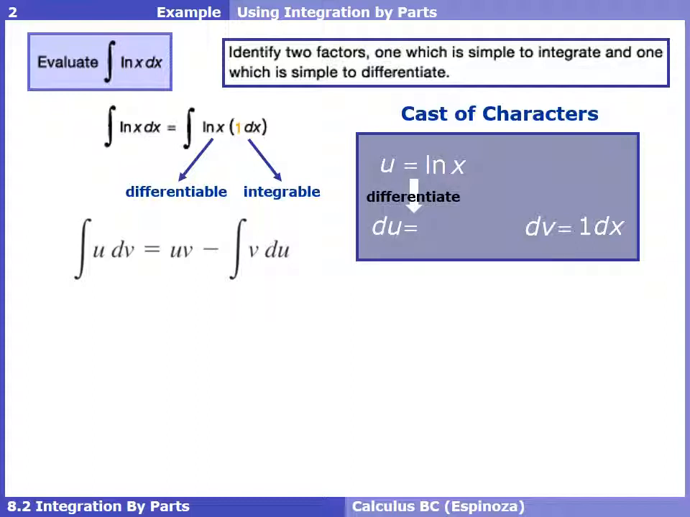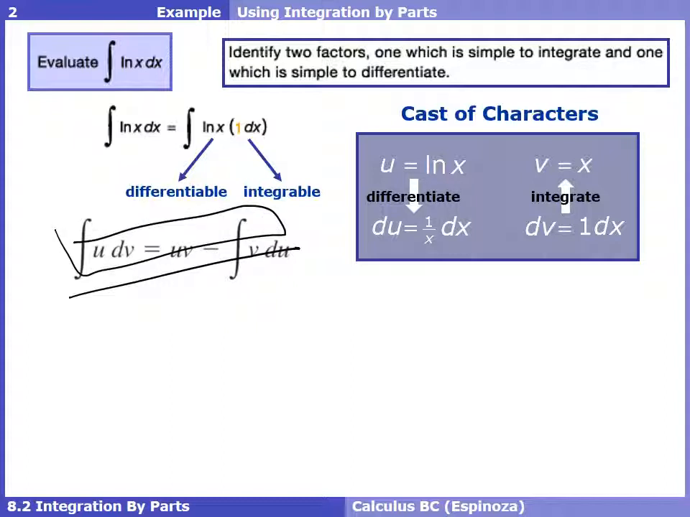To find du, we take a derivative. The derivative of ln x is 1 over x, but don't forget the dx. The integral of dv, which is 1 dx, and be careful with this because we're mixing up derivative steps with integral steps, is not 0. We're taking an integral of 1 with respect to x, so that would just be equal to x. Once we have this little cast of characters in, it's literally a matter of taking all this stuff and plugging it into our formula right here.